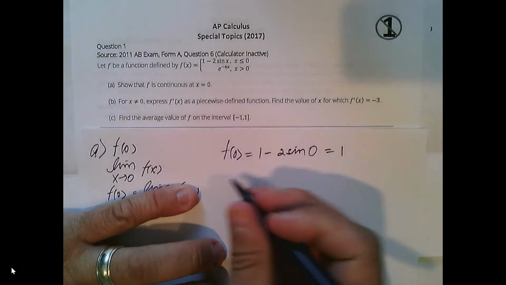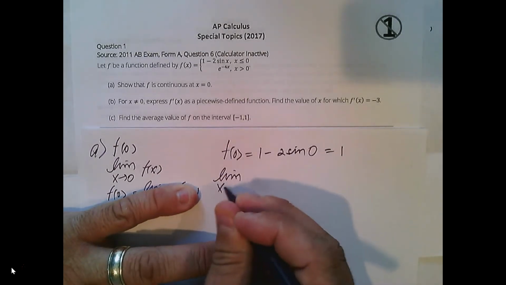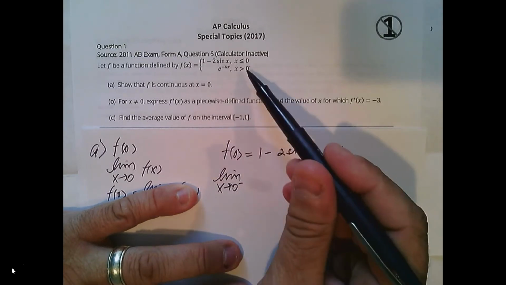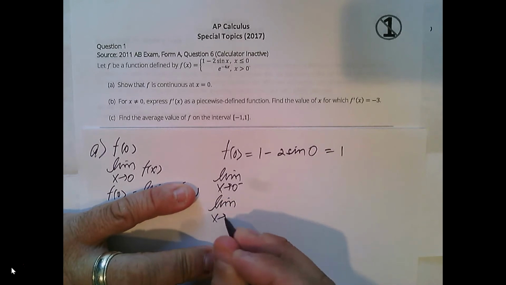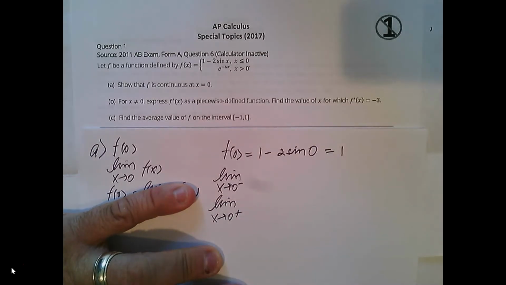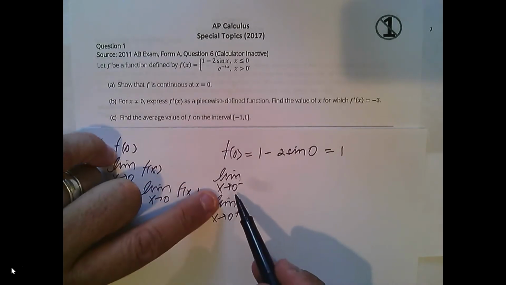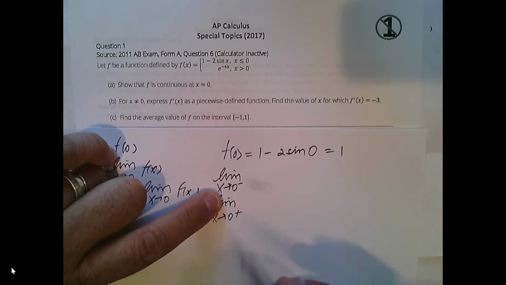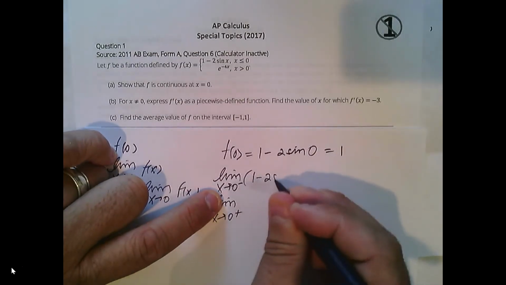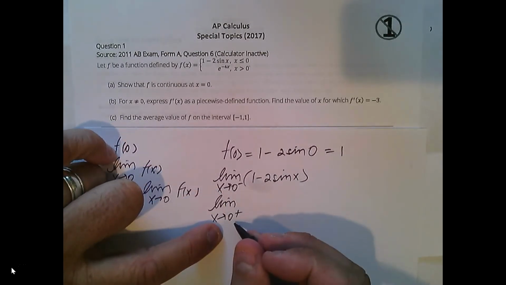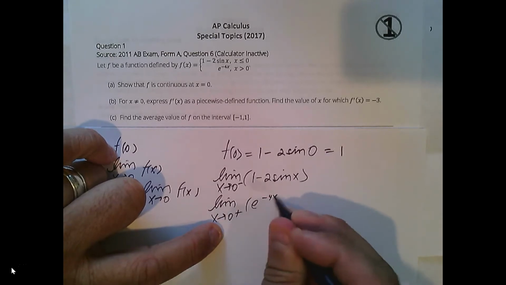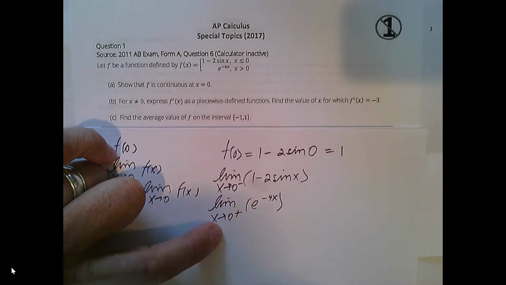And remember, in order for the limit as x approaches 0 to exist, especially when you're talking about a piecewise function, you need to find the limit as x approaches 0 from the left and the limit as x approaches 0 from the right. If you are approaching 0 from the left, that means numbers smaller than 0, then your function is 1 minus 2 times sine of x. If you're approaching from the right, that means your values of x are greater than 0. That's going to be e to the negative 4x.